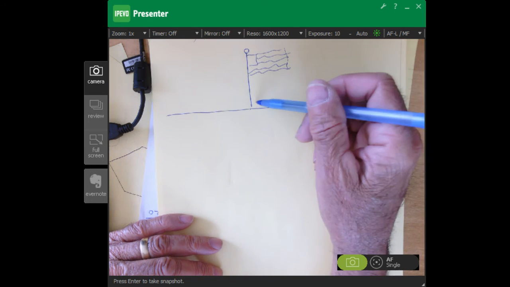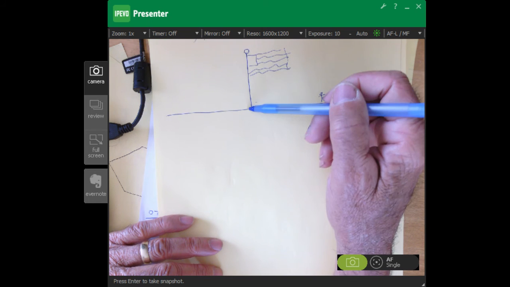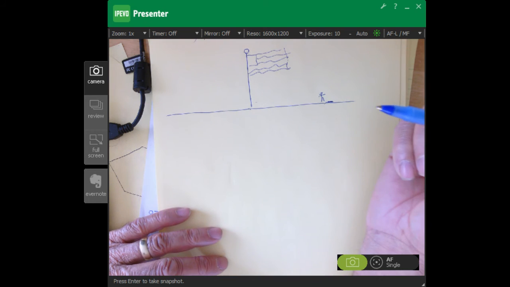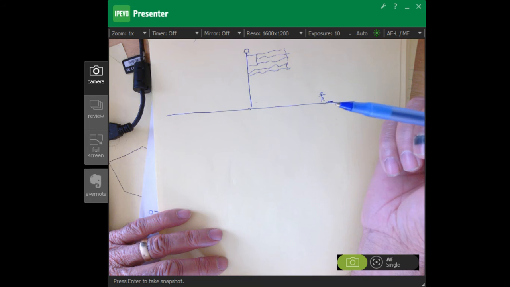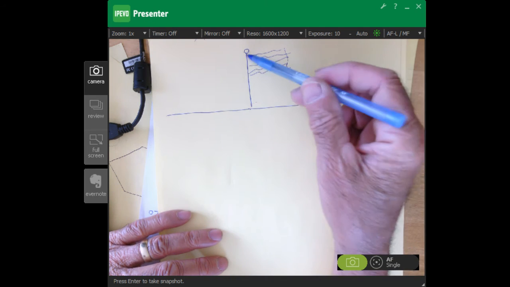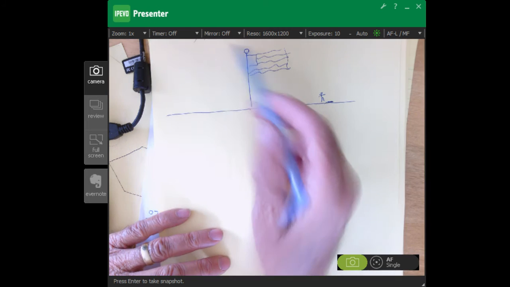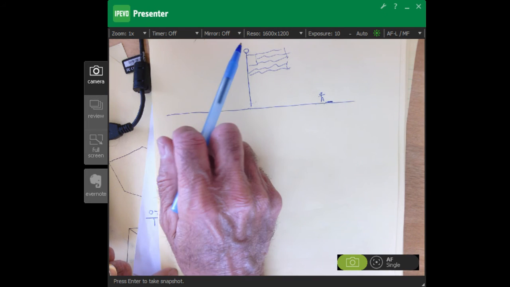Well, there are different ways we could do that. We could go up to the top and measure it, but let's just say that we really don't want to climb that flagpole. And we want to stay on the ground somehow and get a good idea of how tall it is. So this is how you go about doing it. You've got to think outside the box.